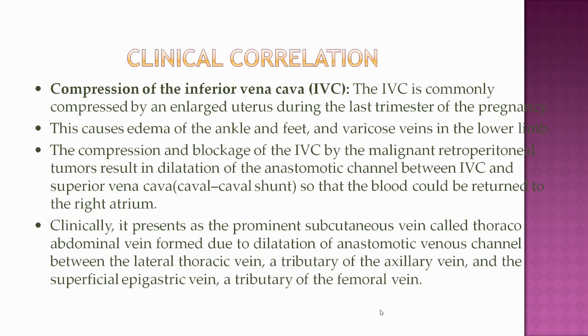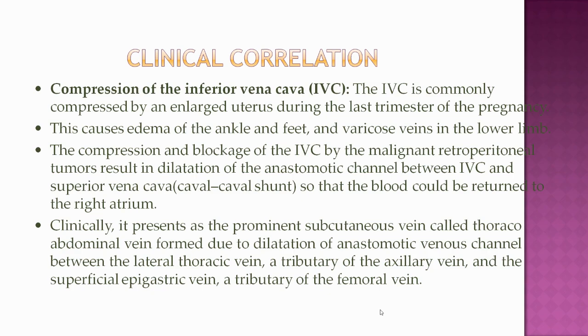Compression of the inferior vena cava. It will be compressed by the enlarged uterus during the last trimester of pregnancy and will cause edema of the ankle and feet and varicose veins in the lower limb. Compression and blockage by malignant retroperitoneal tumors result in dilation of the anastomotic channels between the inferior vena cava and superior vena cava so that the blood can be returned to the right atrium.